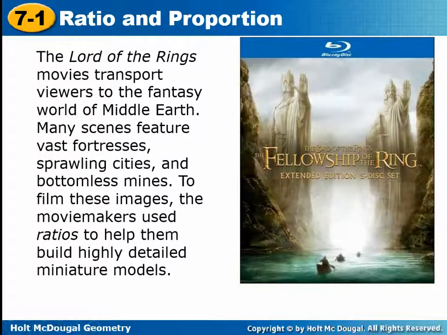If you remember The Lord of the Rings, those movies transport viewers to the fantasy world of Middle-earth. Many scenes feature vast fortresses, sprawling cities, and bottomless mines. To film these images, the movie makers used ratios to help them build highly detailed miniature models. So you see in this picture these giant guard statues at the beginning of this realm, and they didn't recreate such enormous structures. Instead, they used ratios to make a scale model, a miniature model.